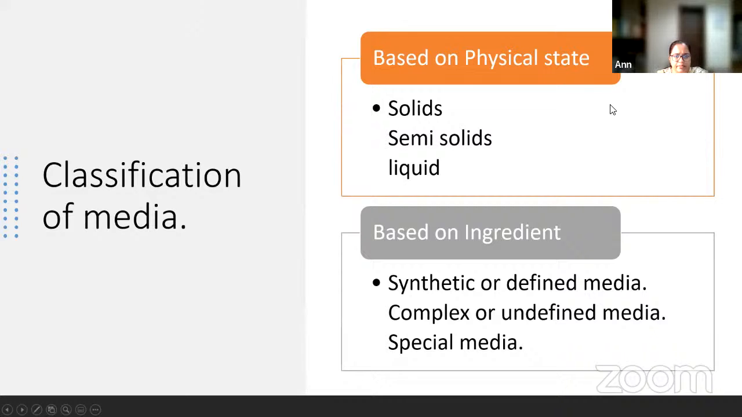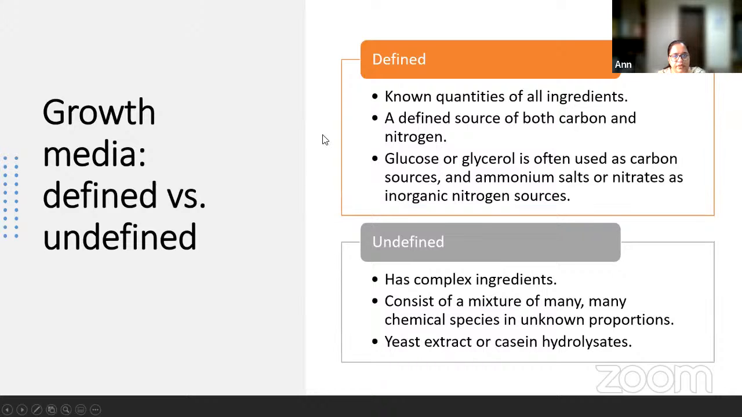So media can be classified based on two types. One is physical state: you have liquid, solid, semi-liquid, and semi-solid. And based on ingredients, you can have synthetic or defined medium, complex or undefined medium, and also specialized medium. So when we are defining a defined medium, this would be wherein we know all the quantities of the ingredients. A defined source of carbon and nitrogen usually. Glucose and glycerol are usually used as carbon sources, and ammonium salts and nitrates are used as inorganic nitrogen sources.